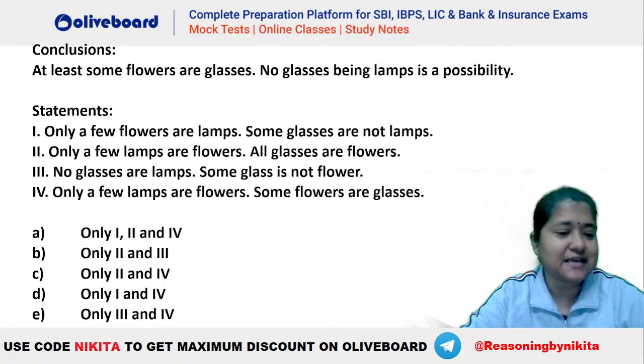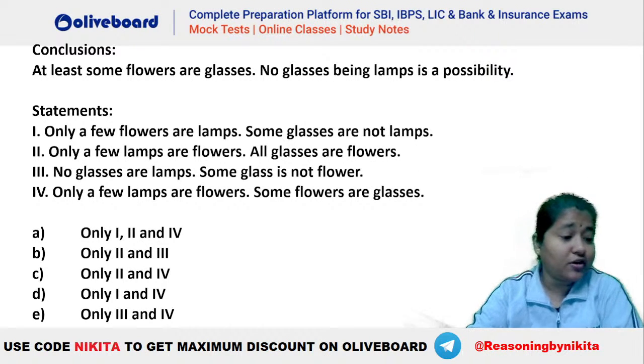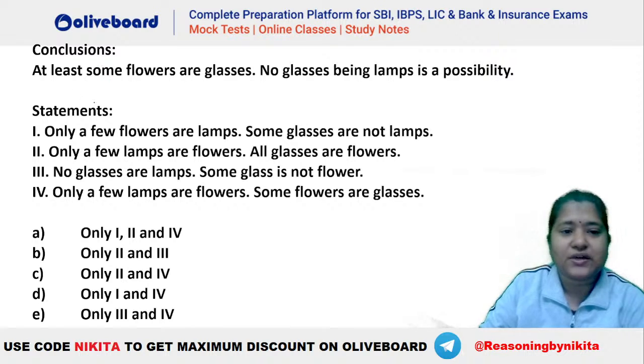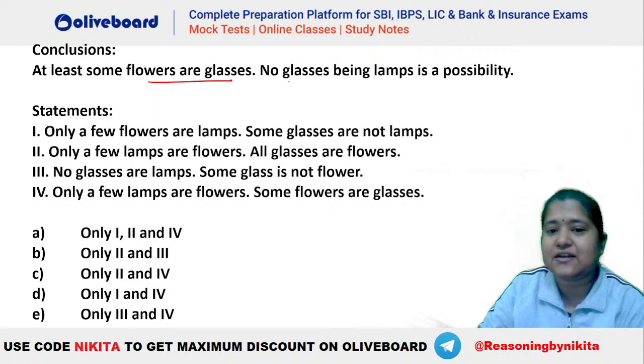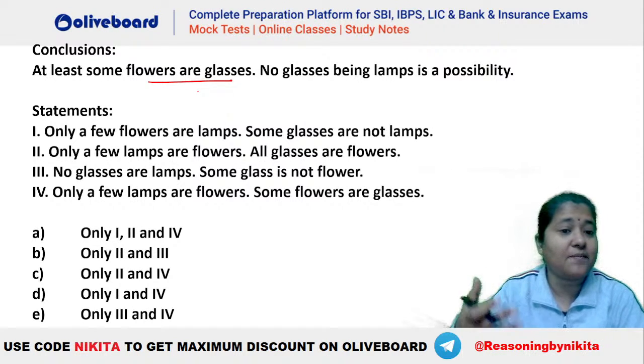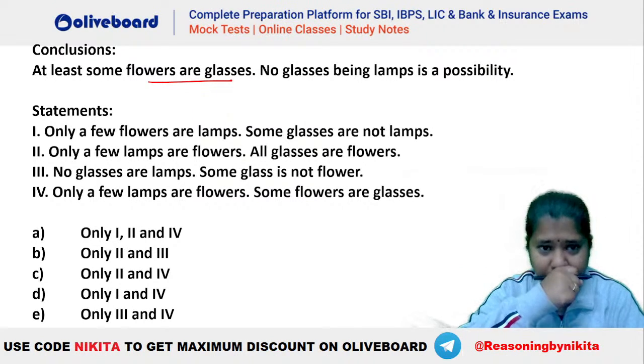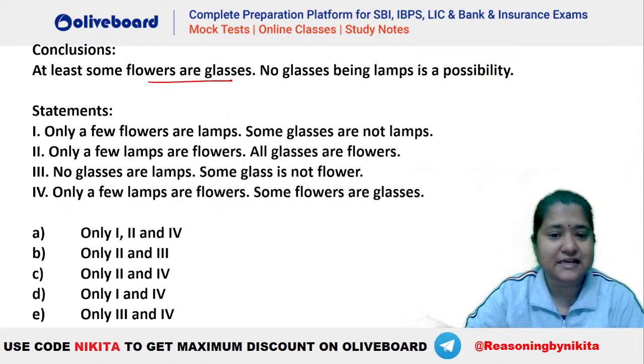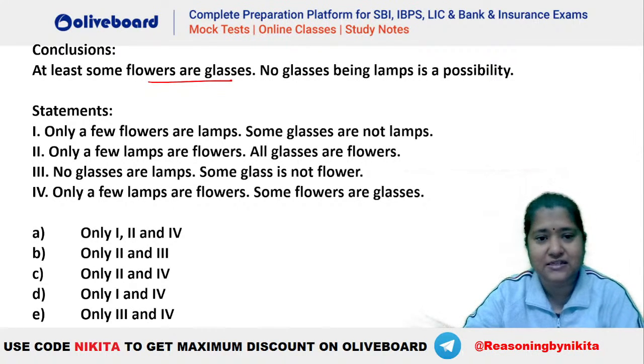Okay, Ankita says it has to be E, that is 3 and 4. Chalo, let's try it out. So you can see some flowers are glasses and no glasses being lamps is a possibility. If some flowers are glasses is there, that means if in a particular statement, if let's say we have no flowers are glasses, right? So if we have no flowers are glasses, that means we can never have a definite conclusion between flowers and glasses, but that's not given anywhere where we have no flowers are glasses.